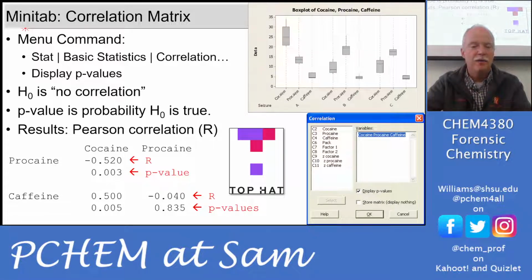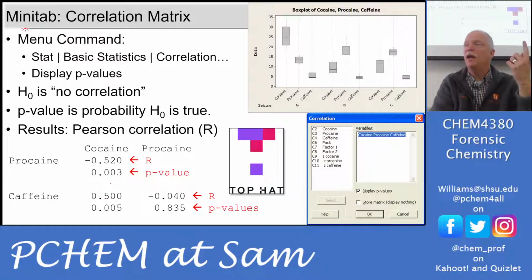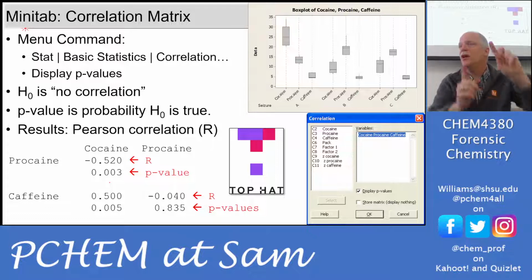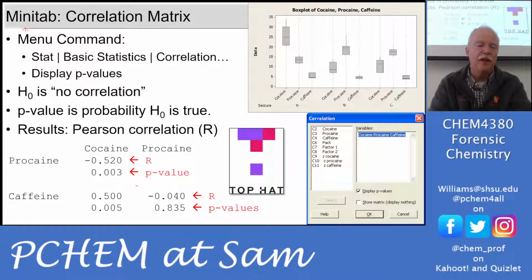What about caffeine? Well, caffeine has a positive correlation with cocaine down here. So it's saying that when cocaine goes up, say by 1, then caffeine goes up by 1/2. So it's a positive correlation. They track together. And then what's the probability that that's 0, or no correlation? 0.005.